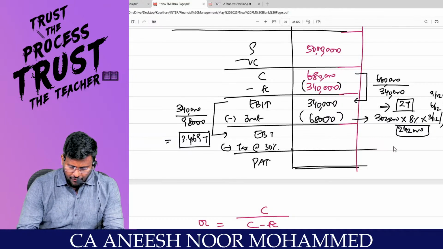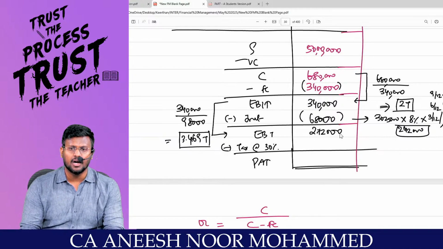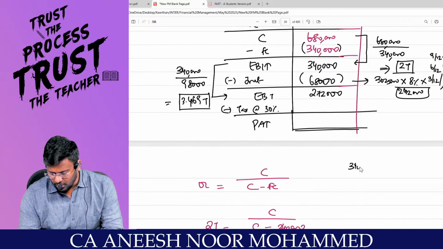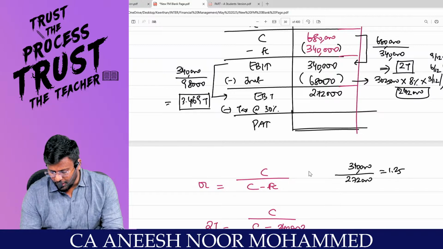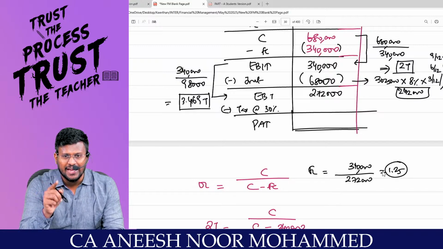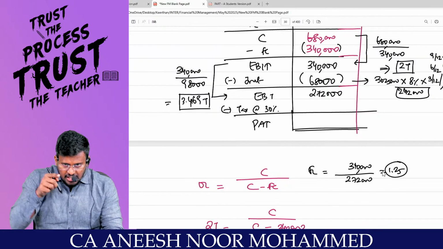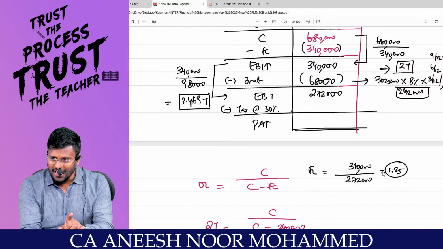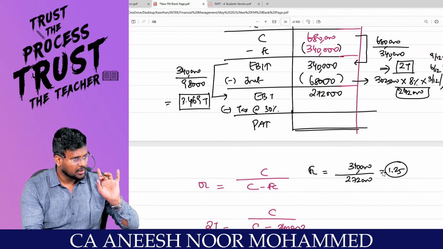So 3,40,000 minus 68,000 comes to 2,72,000, which should be the earnings before tax. That means, my dear lovable students, 3,40,000 divided by 2,72,000 comes to 1.25, which is the financial leverage. Now it is exactly matching. Yes, sir. Now only it is matching. That means if you are traveling through the interest as the fixed component, you will get financial leverage correct, but operating leverage wrong. Clear?